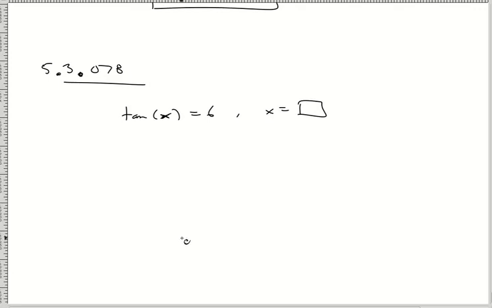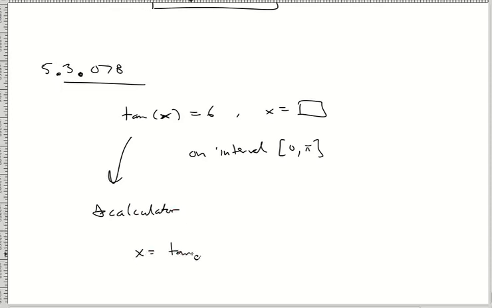Solve for x. Well, that's strange. What do I do? And they even say on the interval of 0 to pi. Well, whatever. That's fine, I guess. So what is my answer here? Well, what I actually have to do is I need to use a calculator. And by calculator here, I mean scientific calculator. X is actually going to be equal to the arc tangent of 6, which we'll find here in a second.